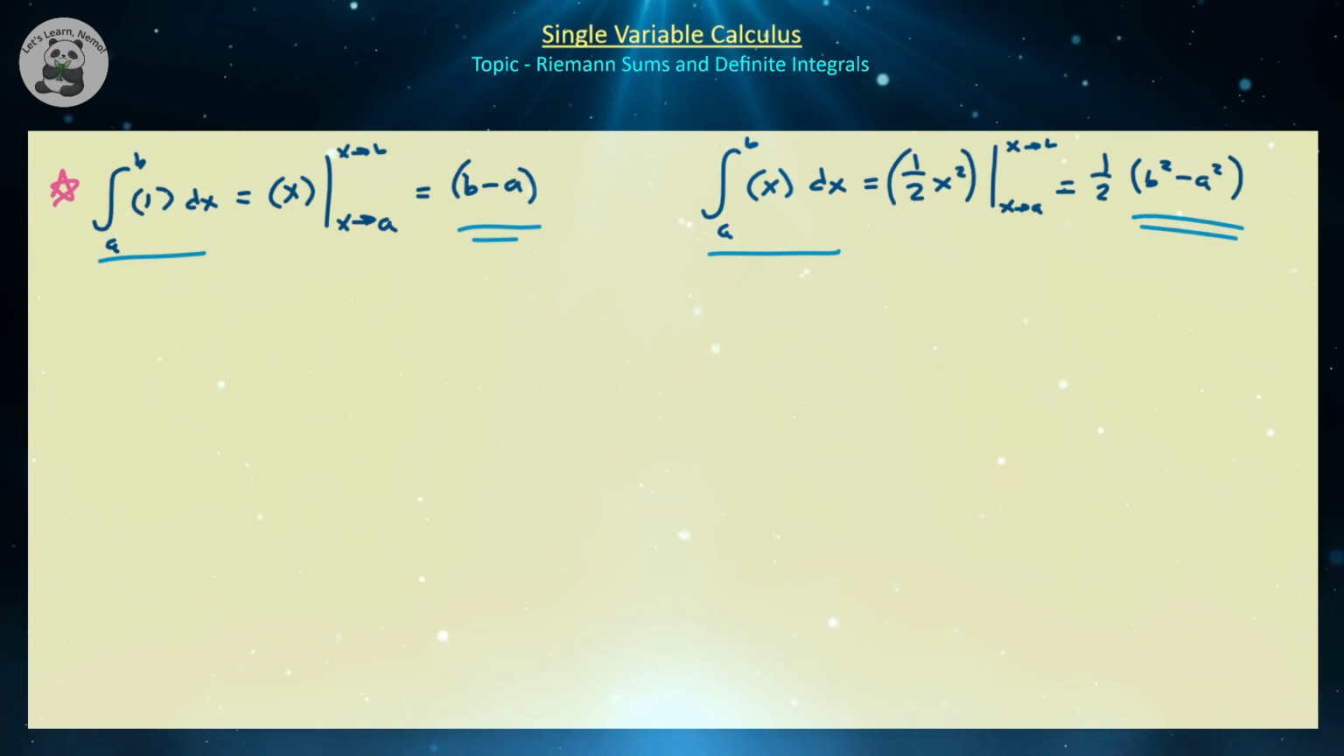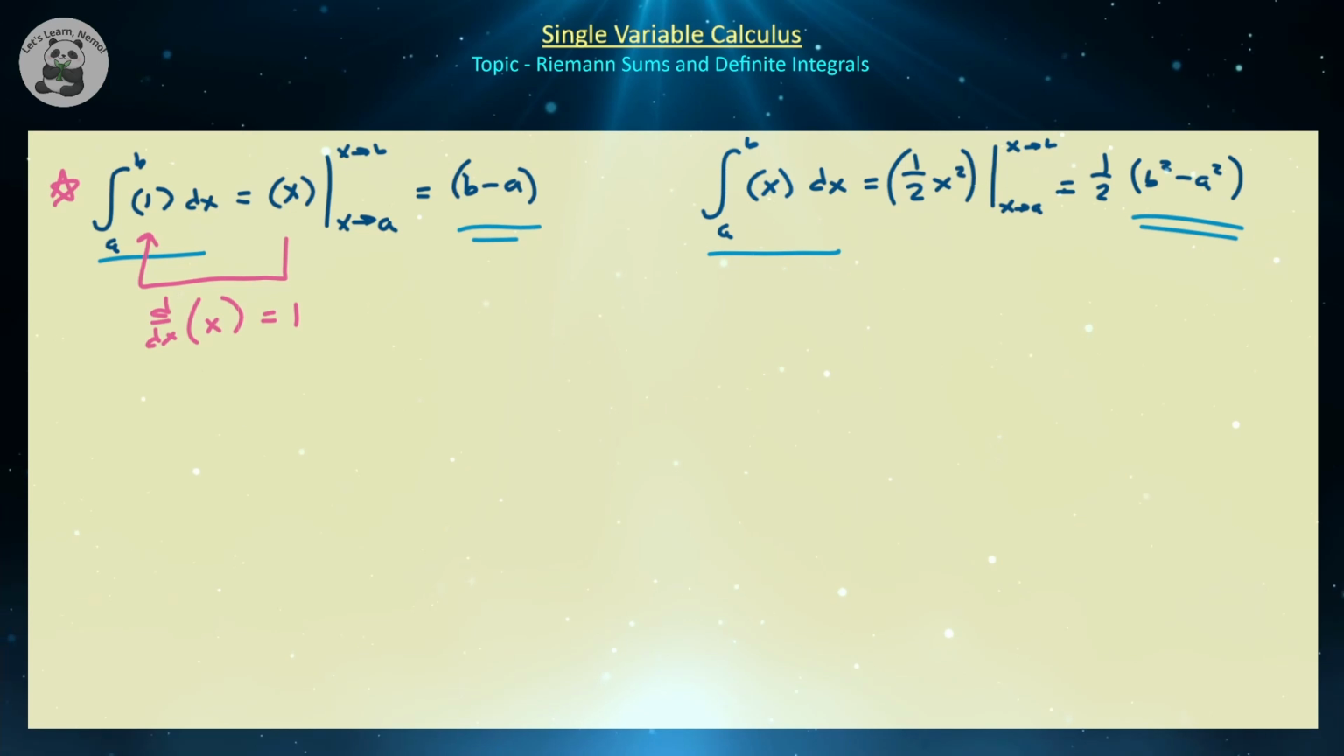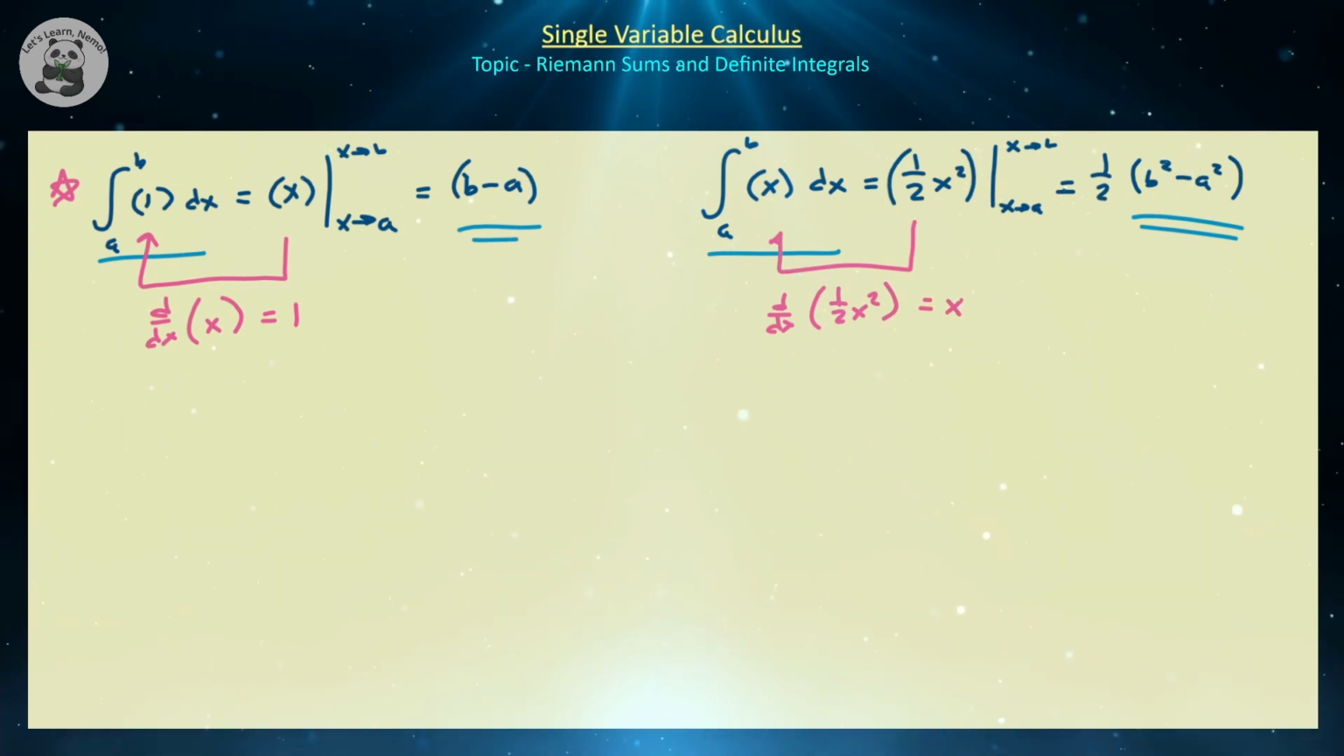Now, one very interesting thing to notice here, and this may or may not be by coincidence, is that the derivative of that function x is equal to the function we were integrating. And if we take the derivative of 1 half x squared, we just get x, which again is the thing that we're trying to integrate, right? Now, is that by chance? Maybe or maybe not. We'll talk about that a little bit later.